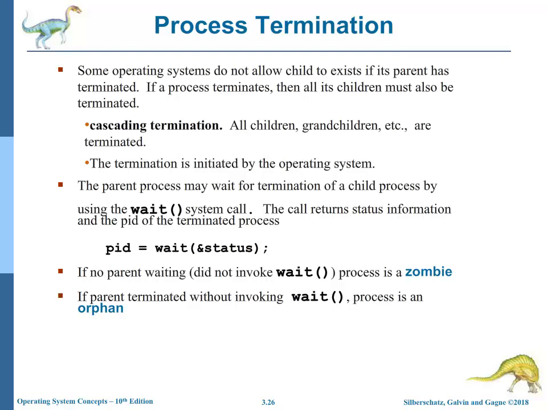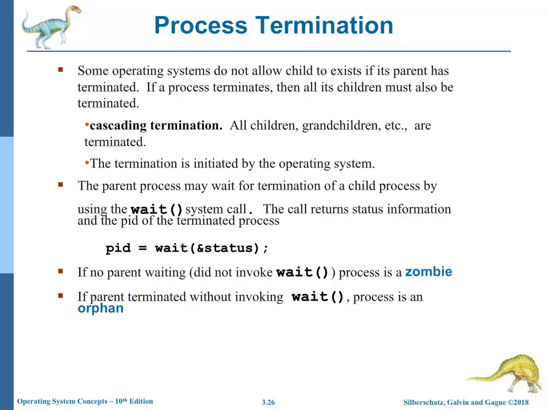If the parent doesn't call the wait system call, the child will become a zombie process. All processes transition to this state when they terminate, but generally they exist as zombies only briefly. Once the parent calls wait, the process identifier of the zombie process and its entry in the process table are released. If a parent didn't invoke wait and just terminated, it leaves its child processes as orphans.